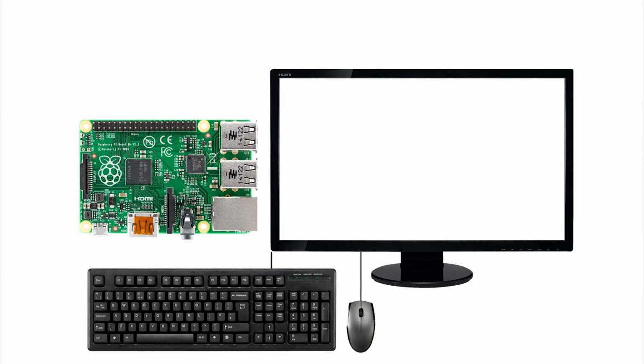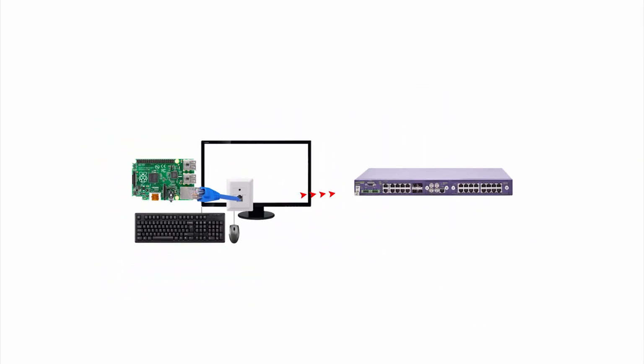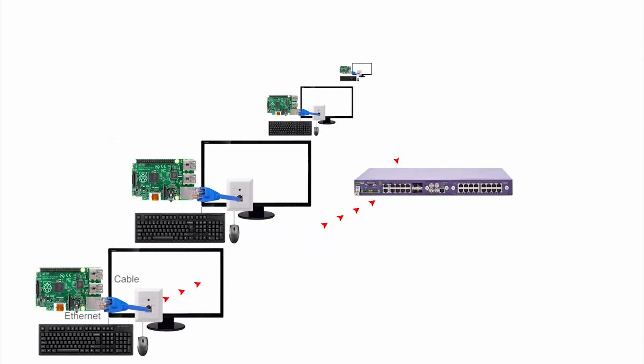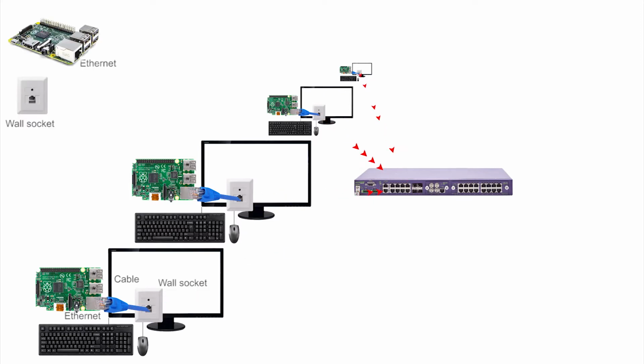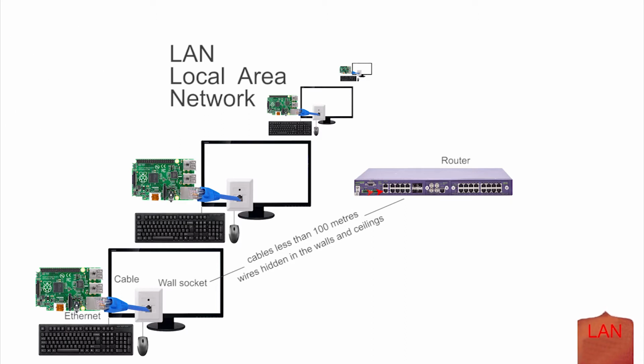At school, there are 2 general ways of connecting any device to the internet. The first is using a cable via an Ethernet port. Here, a cable connects to a wall socket and the socket is connected to a router in your school. These cables tend to be limited in length, to less than 100 meters. That's why the network is called a LAN, or a local area network, local to you.